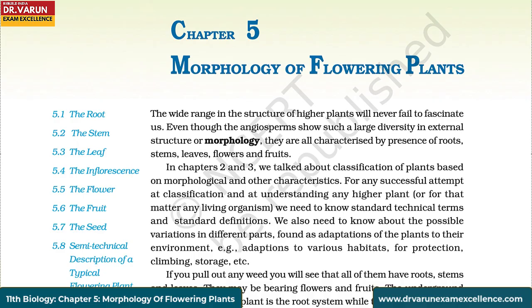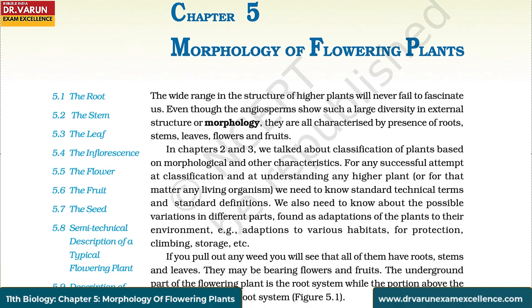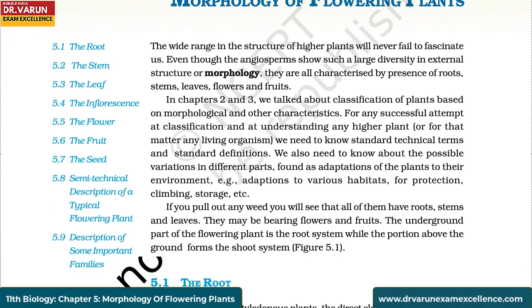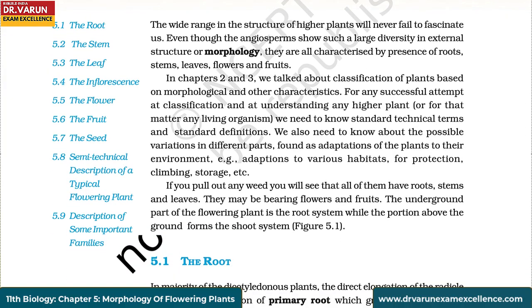In chapters 2 and 3, we talked about classification of plants based on morphological and other characteristics. For any successful attempt at classification and at understanding any higher plant, or for that matter any living organism, we need to know standard technical terms and standard definitions. We also need to know about the possible variations in different parts found as adaptations of the plants to their environment. Example, adaptations to various habitats for protection, climbing, storage, etc.